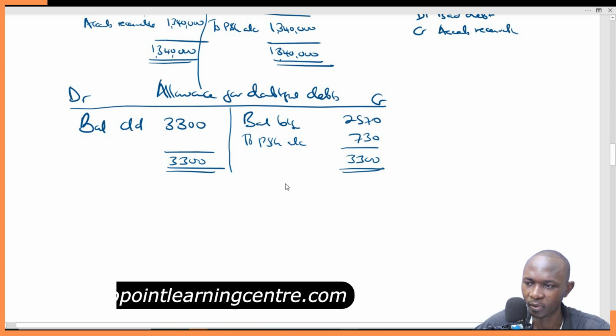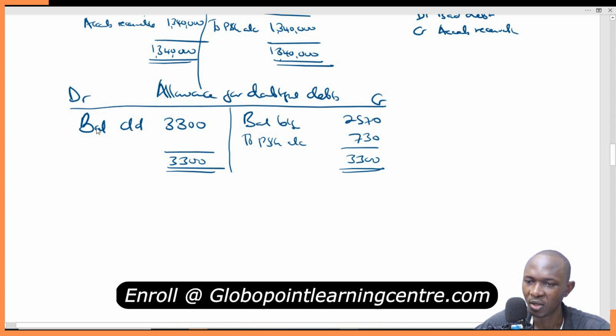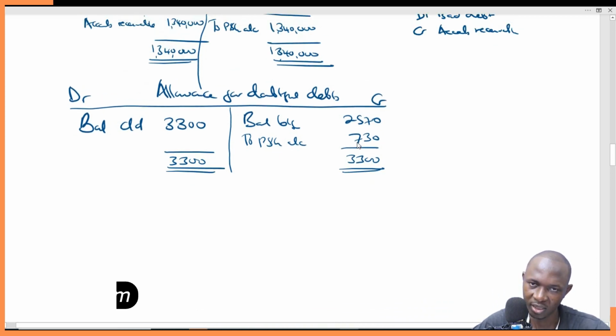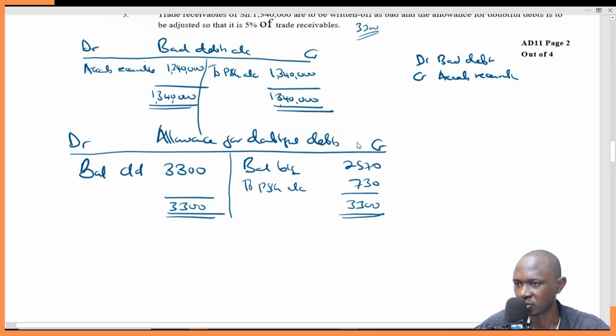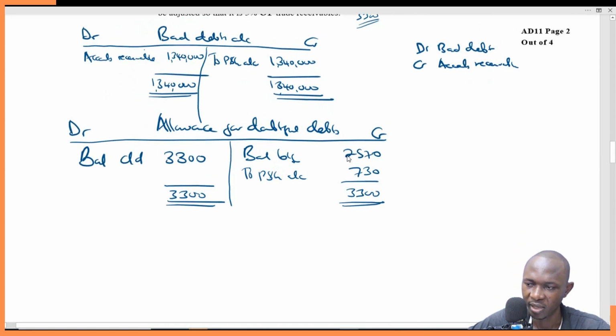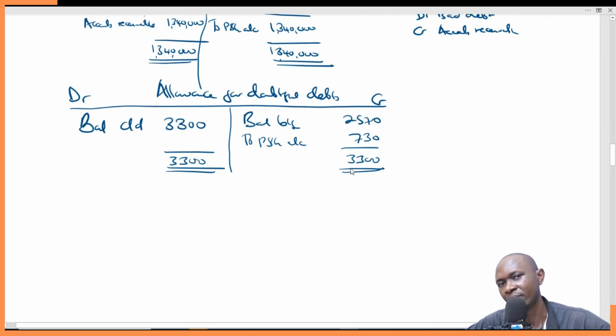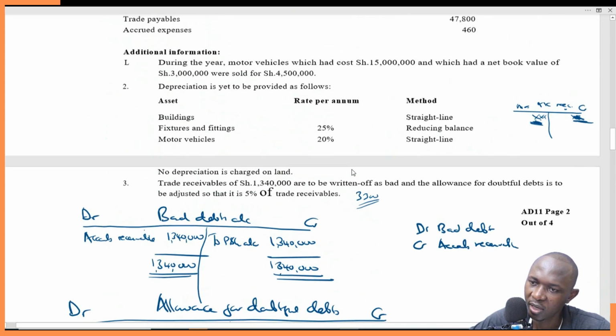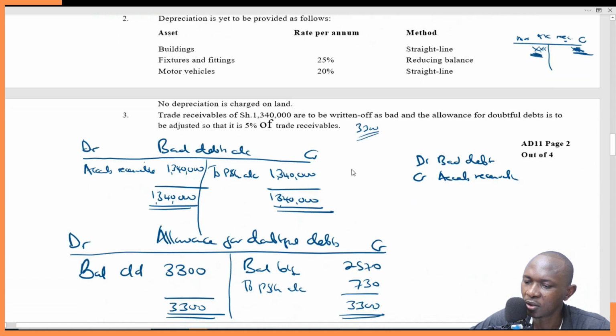We are done. So we started with this, we are closing with this, we adjusted to this. So the difference is what we'll send to P&L, and an increase is always posted to the debit side of the P&L. If it was a decrease, it will have reflected on the credit side of the P&L. Okay, so we are good to go. Let's go to number 3.